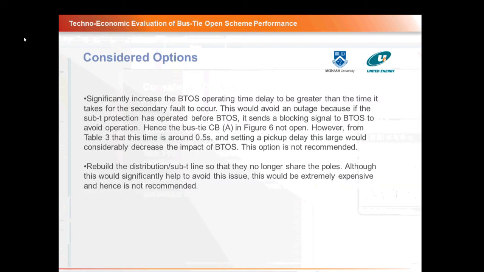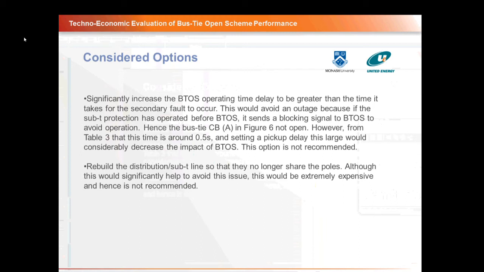In order to stop this issue from occurring, there were a few options which were considered. The first option was to increase the pickup delay of the bus tie circuit breaker to more than 0.5 seconds, which was the amount of time it took for the secondary fault to occur. This option is not considered because if we increase the pickup delay to 0.5 seconds, for example, this would make the bus tie open scheme very inefficient, and it would render it pretty much useless. So we did not go with this option.